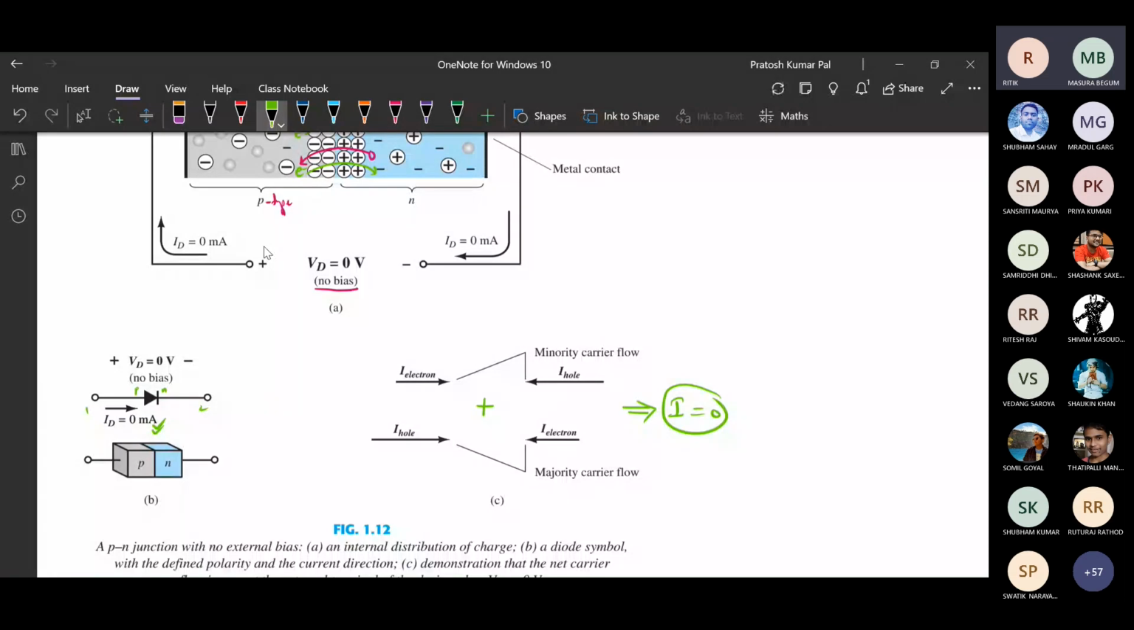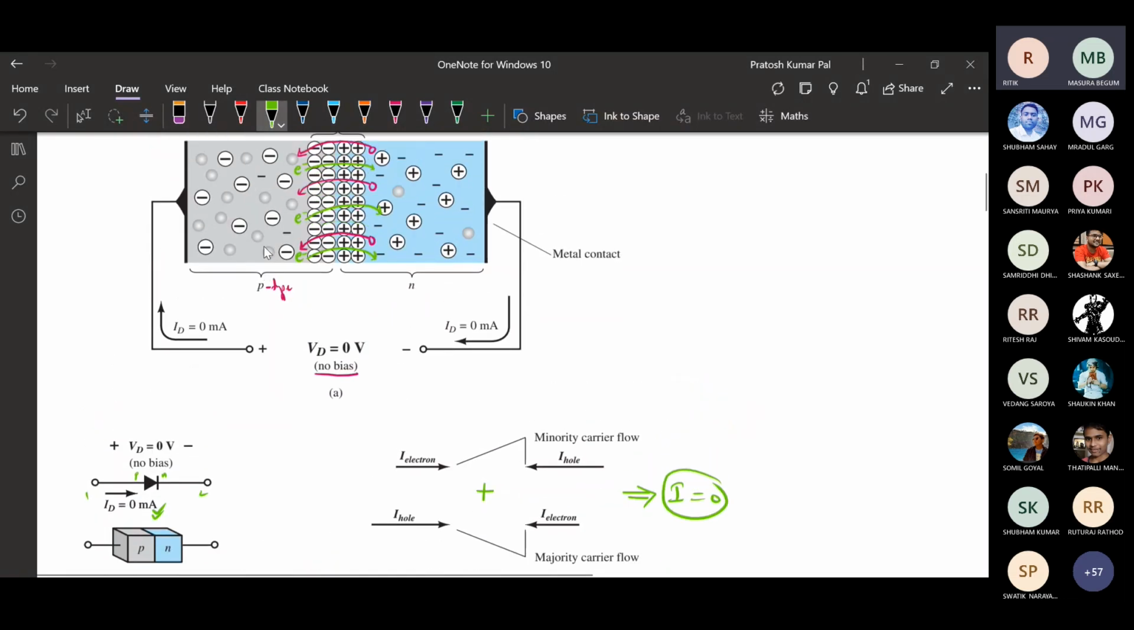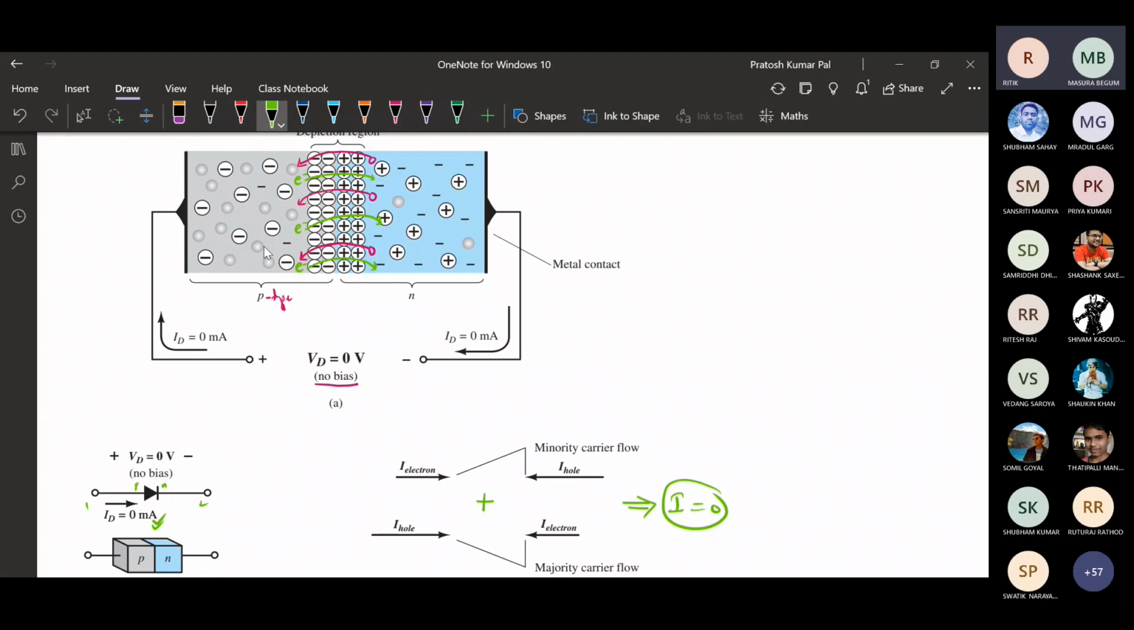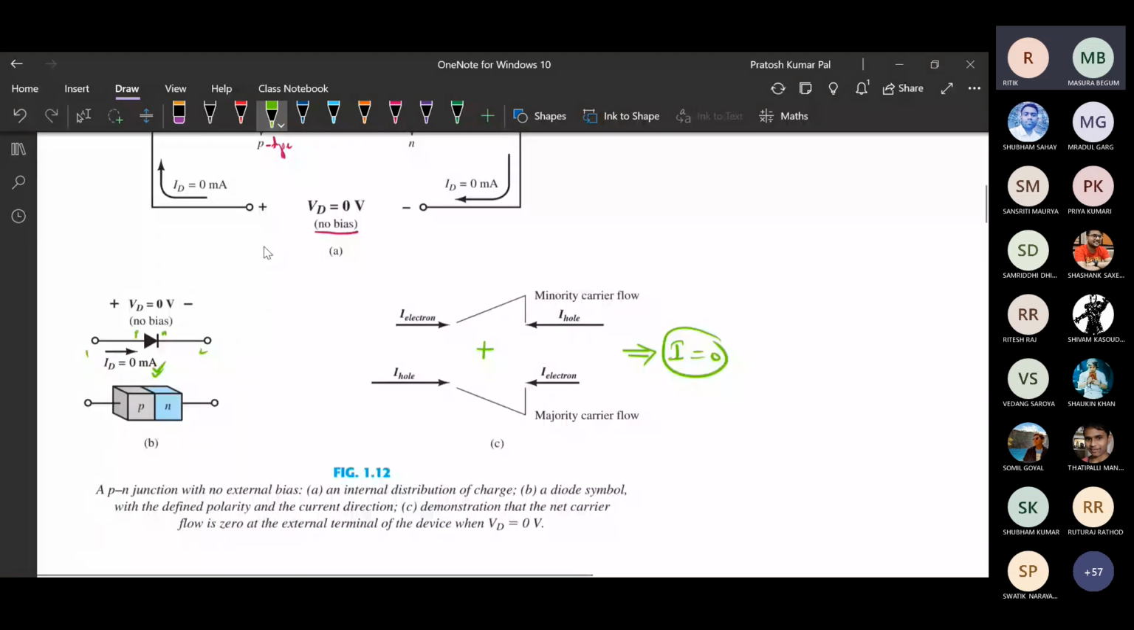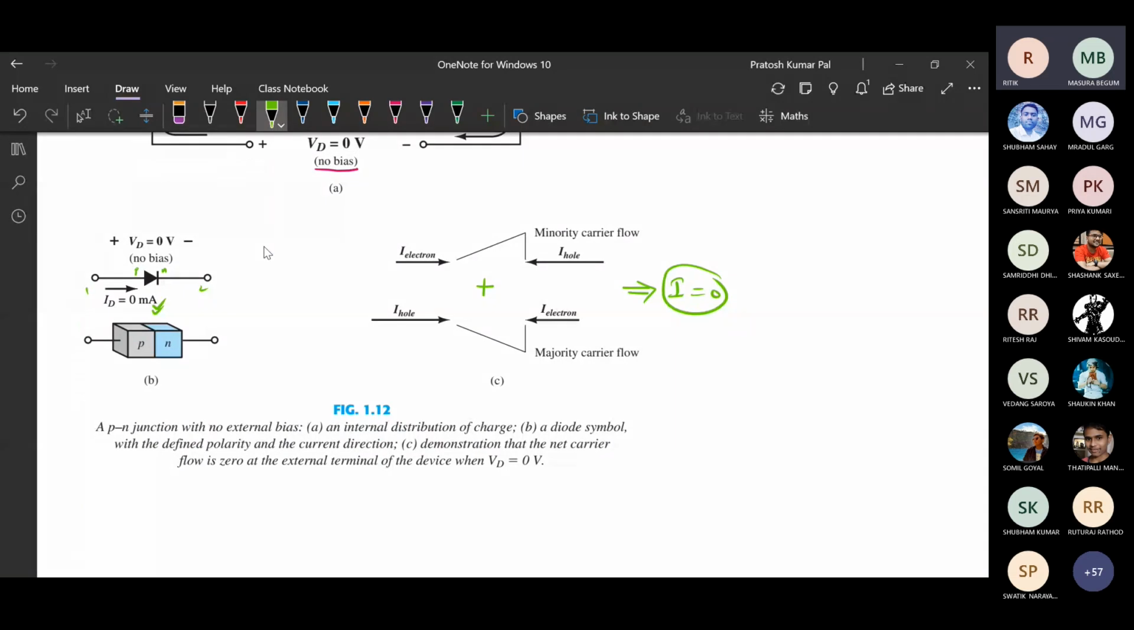This amount of current flowing depends not only on whatever voltage we are applying, but also on the type of material, what type of doping is there, how much depletion region is there, and what voltage we have applied. So there are different factors on which this current strength depends. But overall we can have an idea that the overall current flowing because of the majority carriers and minority carriers will be 0. That means overall this current will be 0 basically.